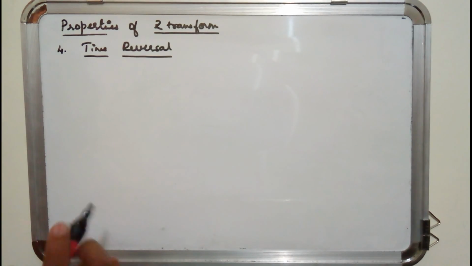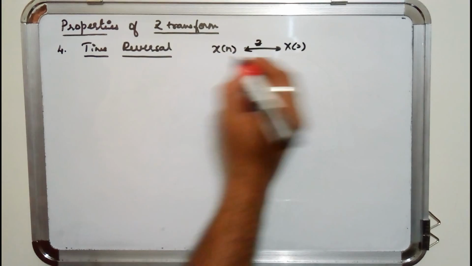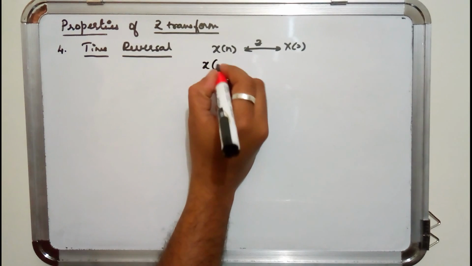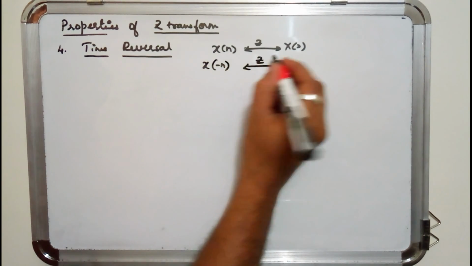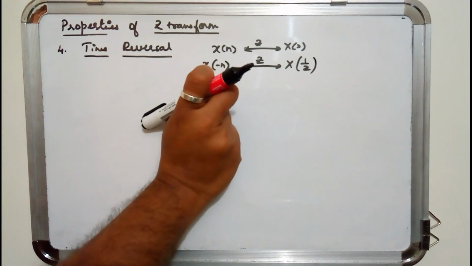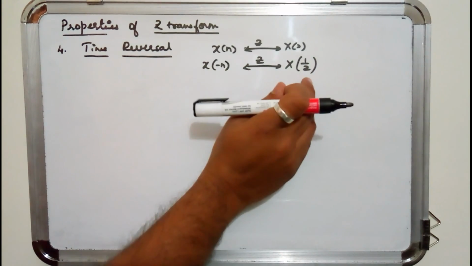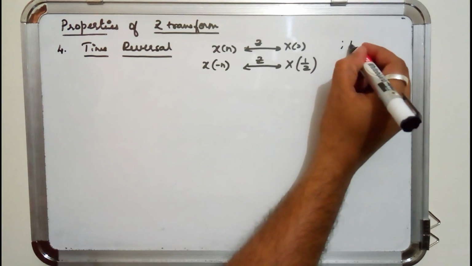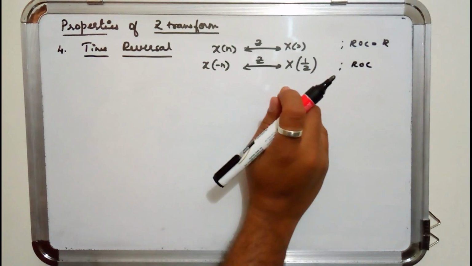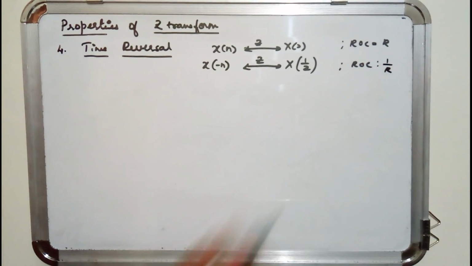Now the next property is time reversal. So if x of n forms a z transform pair with X of z, where this is my time domain signal and this is a z domain signal, then x of minus n forms a z transform pair with X of 1 by z. That means if you have a reversal in time, there will be a reversal in z also. That means there should be a reciprocal. So if ROC is R here, then after using the time reversal property, the ROC will be 1 by R.